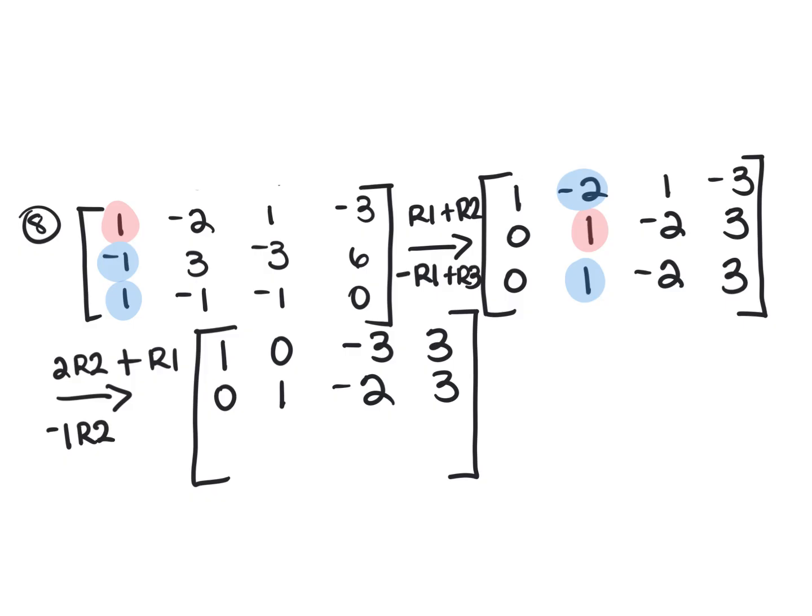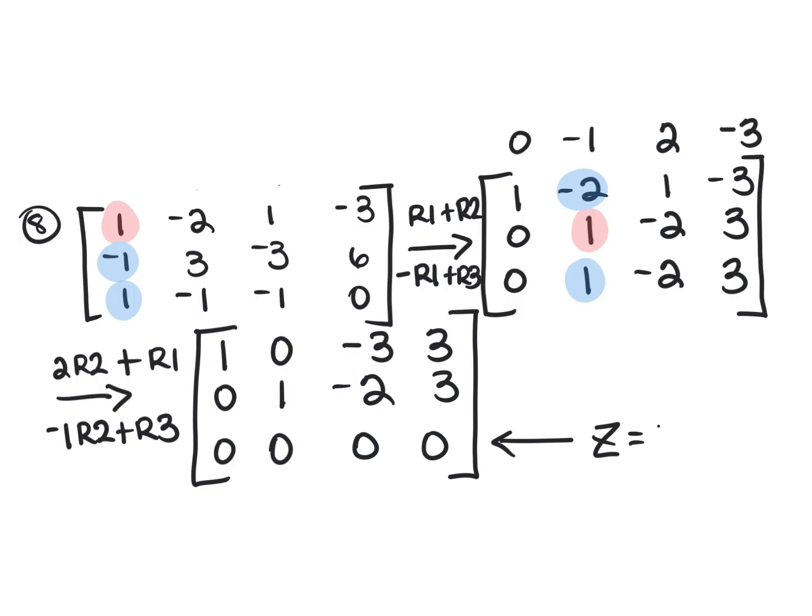So I have negative 1 times 0. I have negative 1 times 1. I have negative 1 times negative 2. And then I have negative 1 times 3. Now I'm going to take those outside numbers and I'm going to add them to row 3. So 0 plus 0 is 0. Negative 1 plus 1 is 0. 2 minus 2 is 0. And negative 3 plus 3 is 0. So here again we have the information that z is equal to z, and we have infinitely many solutions.